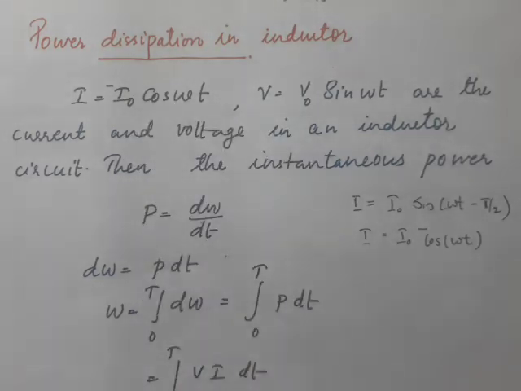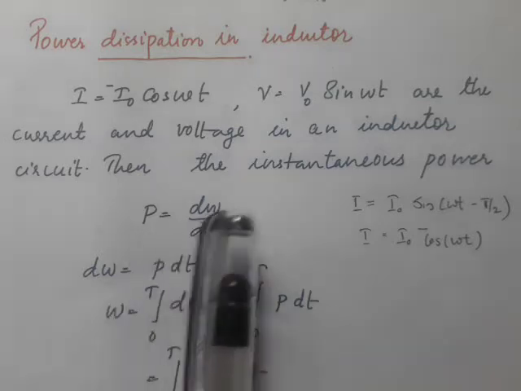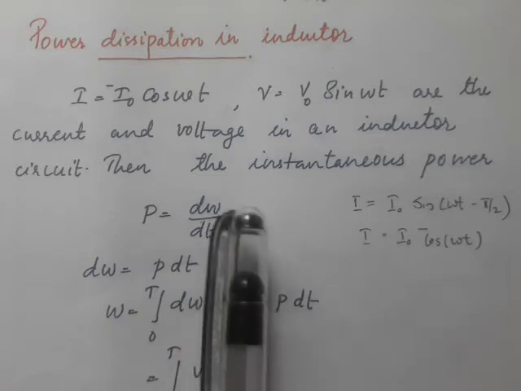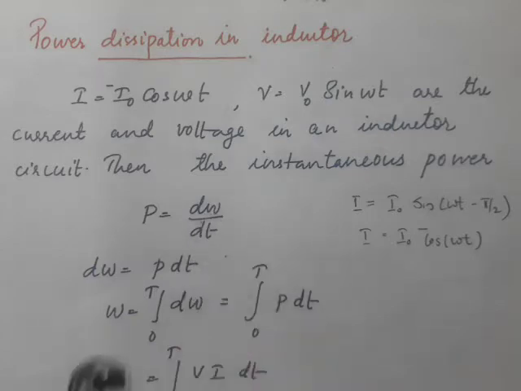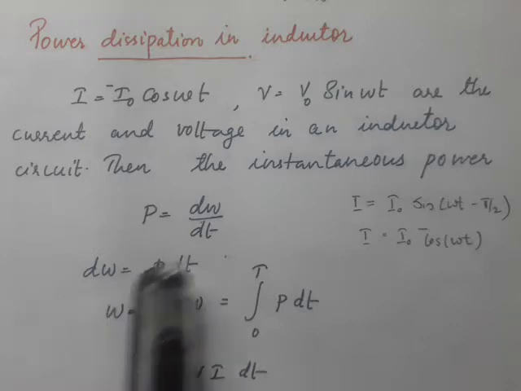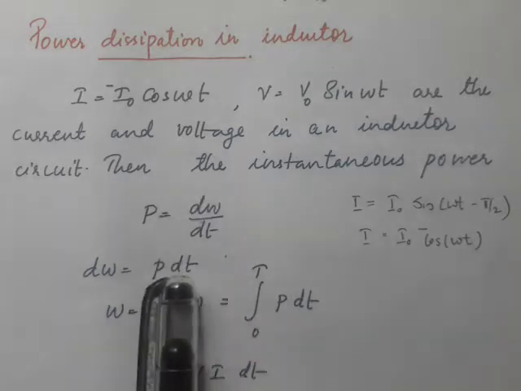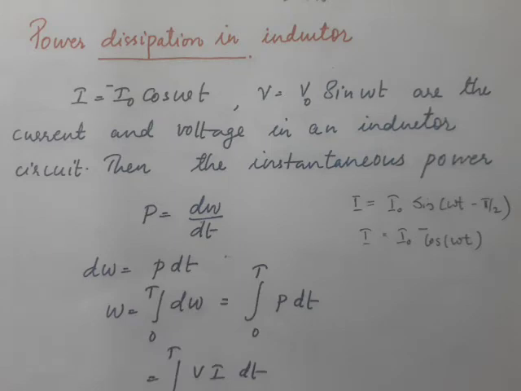And we have the instantaneous power, that is the power at a particular instant of time, which is dw by dt, where w is the work done. So we can write dw is equal to p into dt. This is the small work done within a time dt. So if you want to get the work done over one cycle of AC, what you need to do is integrate this dw from 0 to t, that is integral 0 to t of p dt.